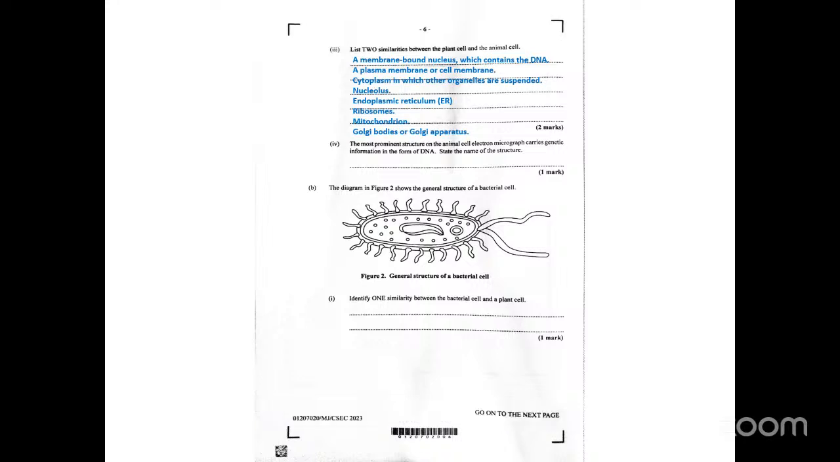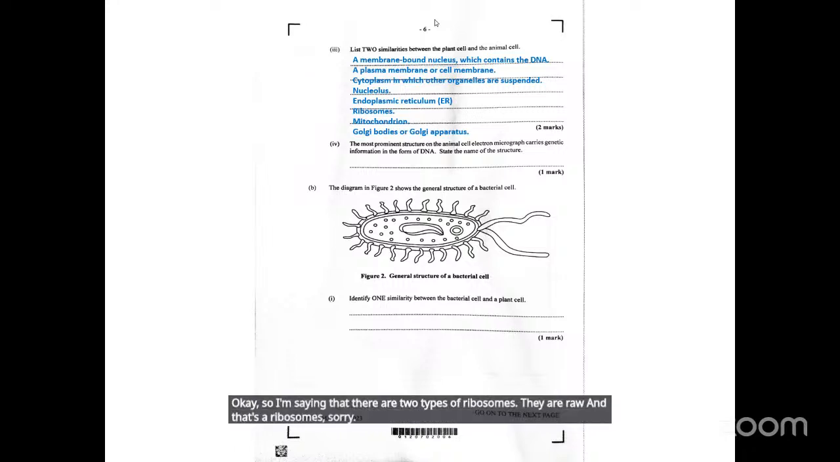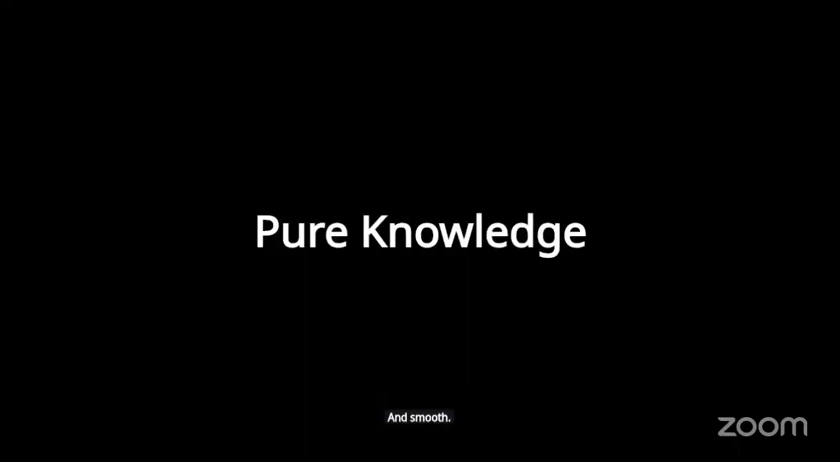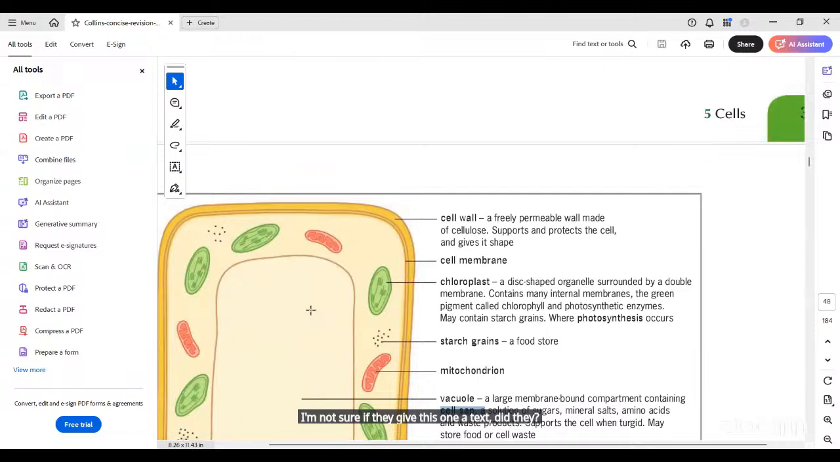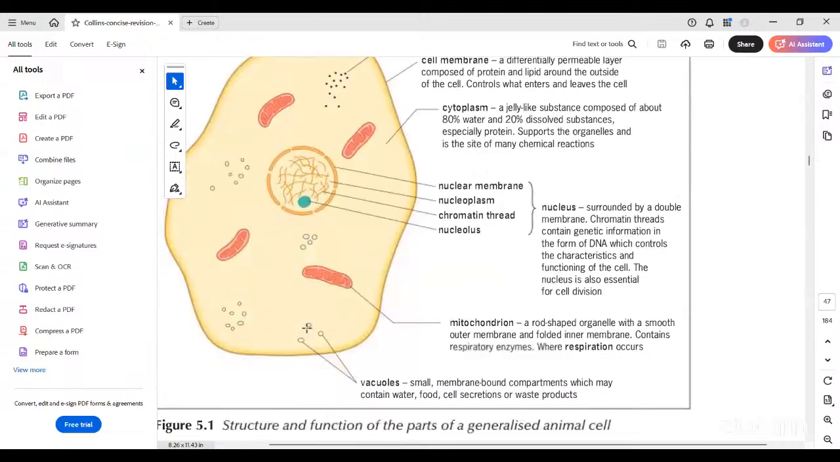Cool? Everybody get that? Is there anybody who doesn't get that? Sir, can you repeat? Okay, so I'm saying that there are two types of endoplasmic reticulum, rough and smooth. Let me see if there's one in the text. I'm not sure if they gave this one in the text, did they? No, they did not. So there's rough and smooth, right?